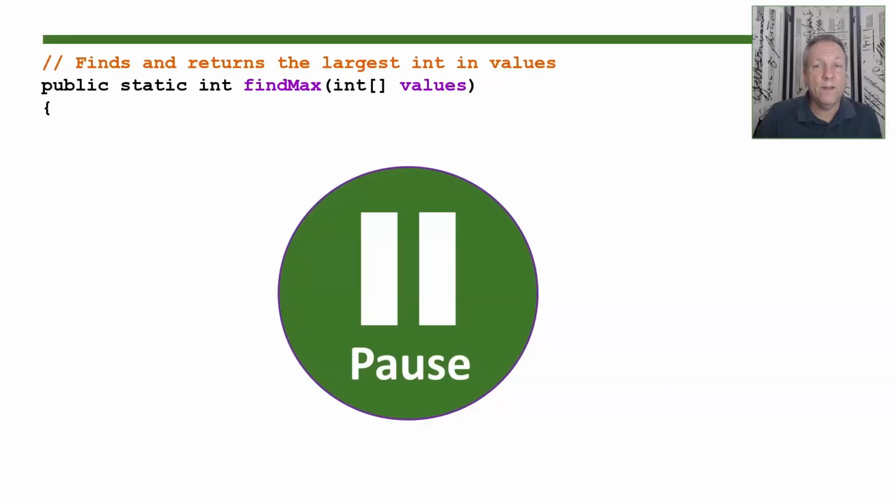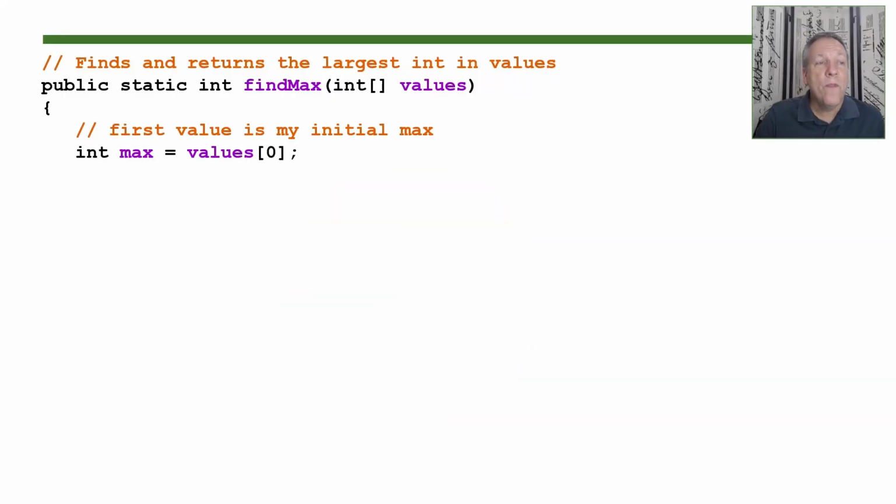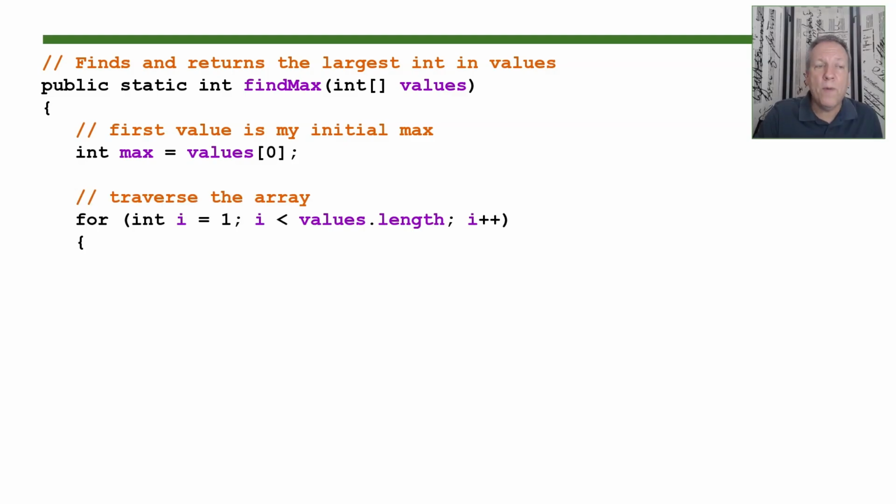All right, let's do this. So we're going to declare max and initialize it to be the first value in my array, values[0], because again, that's the first value that we've seen. Now we need to traverse the array searching for values that are larger than max. So here's my for loop. I'm going to use a traditional for loop, but I could have used an enhanced for loop here as well, since we're not modifying the array and we don't need the index numbers.